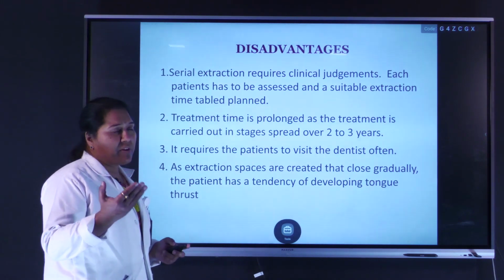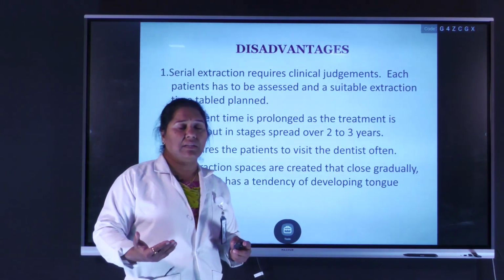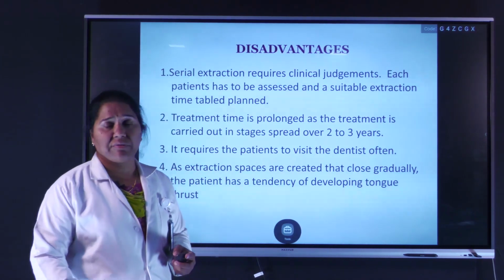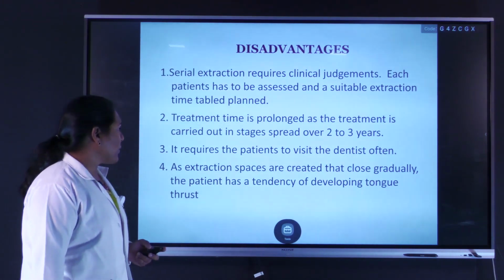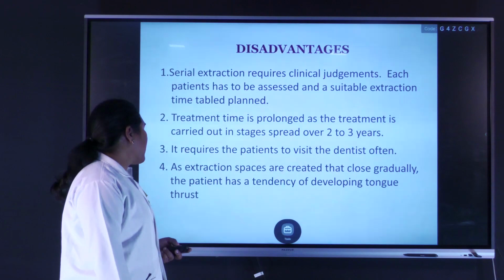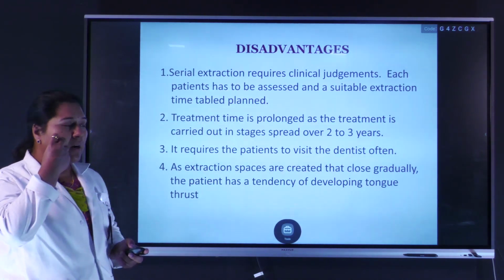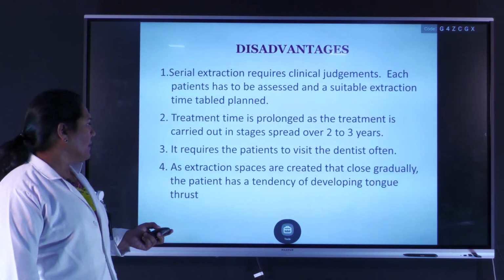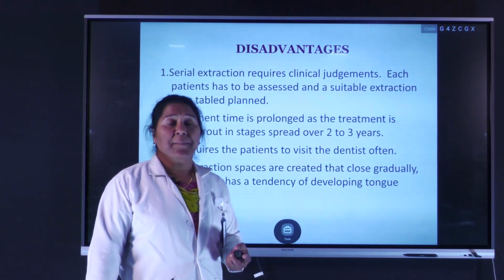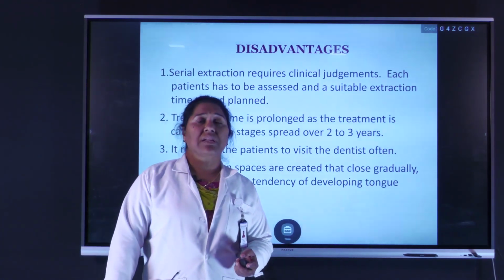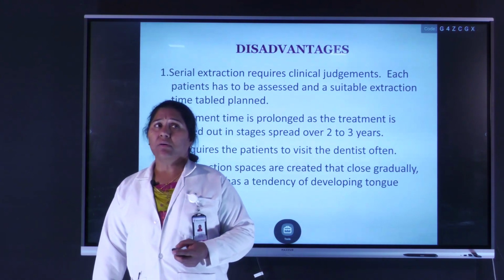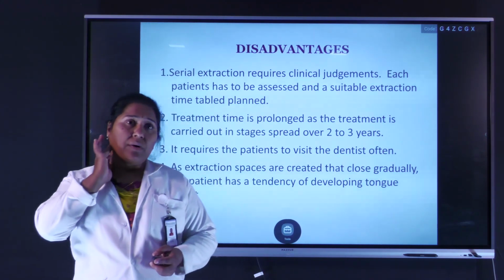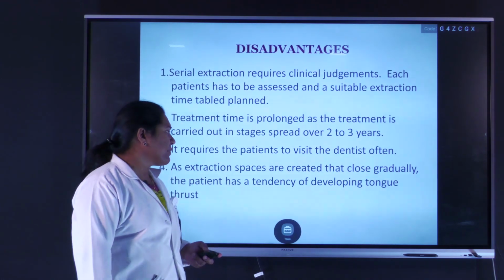So for example, first you need to do the serial extractions, wait for the dentition to align, and if not, again you need to go for the braces if the plan fails. Okay, and also it requires the patient to visit the dentist office regularly, and extraction spaces are created that close gradually. The patient has a tendency of developing a tongue thrust in this condition. So for example, you are going to remove the teeth, so there will be extraction spaces left over. There might be chances, because the time for the succedaneous teeth to erupt is more. So meanwhile, the patient might develop a tongue thrusting habit.